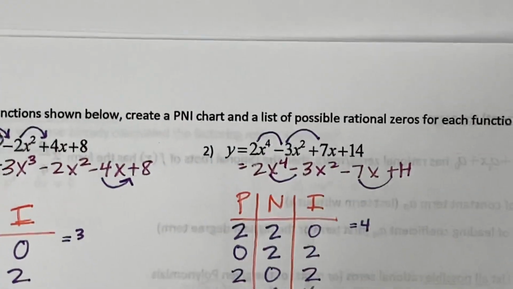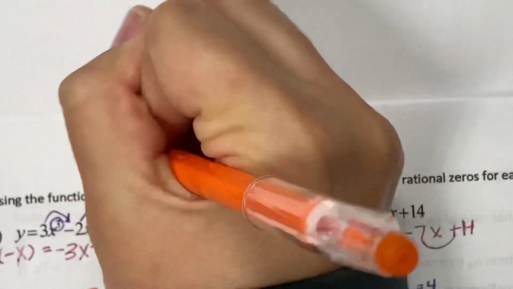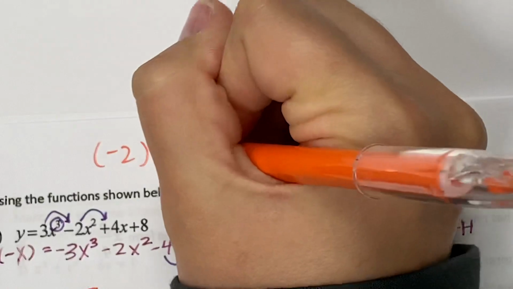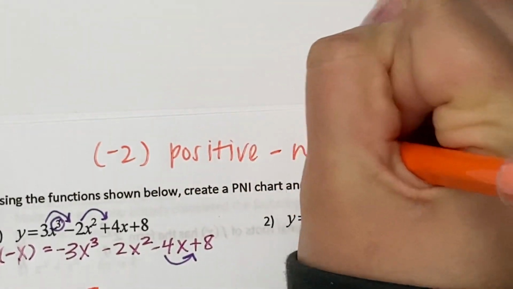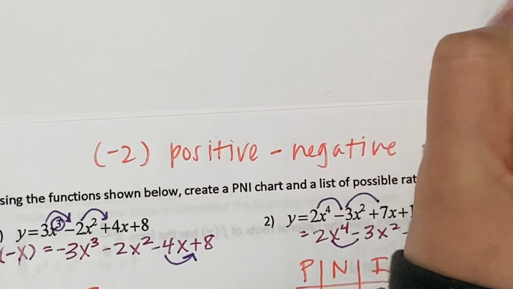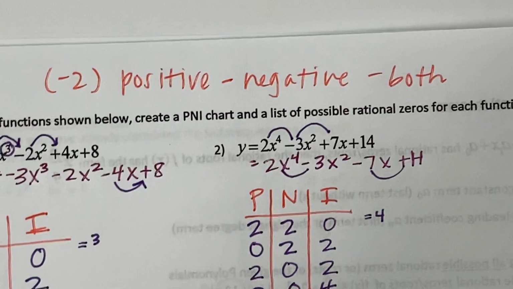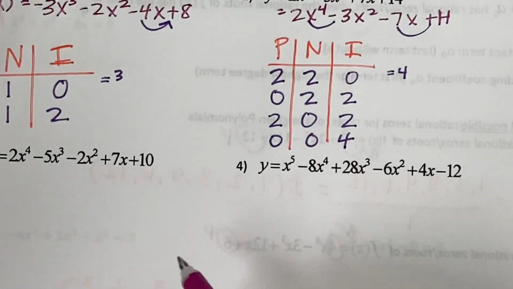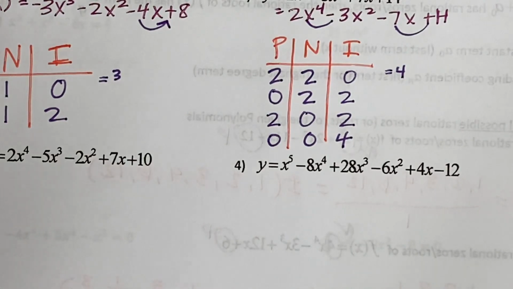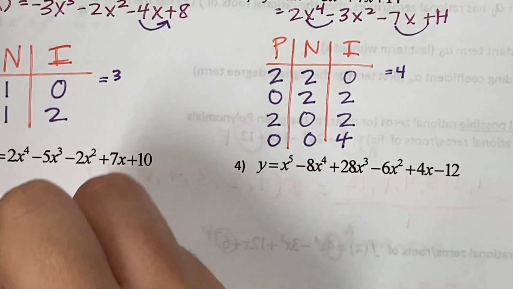So let's make a note real quick. Your steps: you're always subtracting 2. First, you're going to do the positives, then negatives, and then both. Okay, so let's try that one more time, where you can subtract from both. PNI chart. P, N, I.